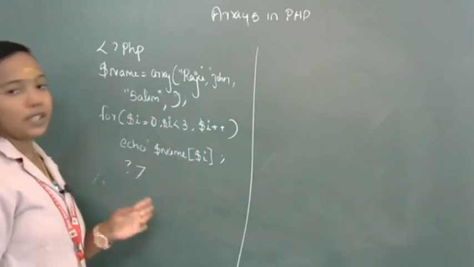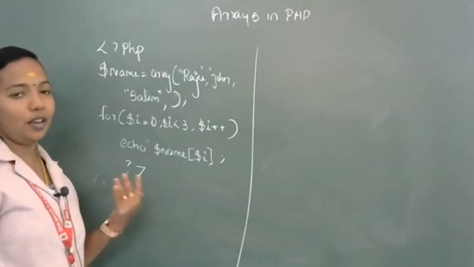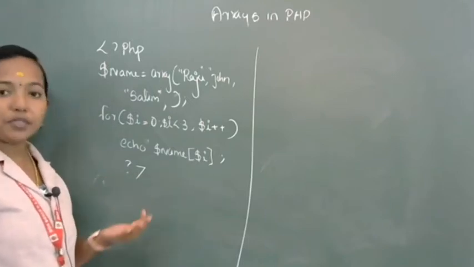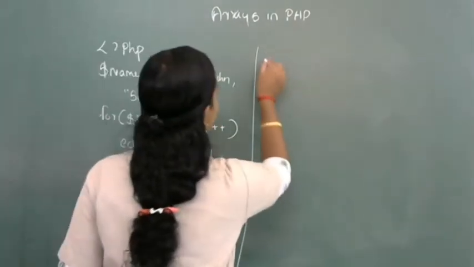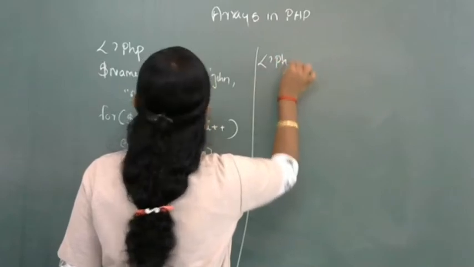Then, for the same set of statements, I am going to use the print_r function. If we are using the print_r function, then you don't need to use a for loop. Then it will be easy to write, open the PHP tag.